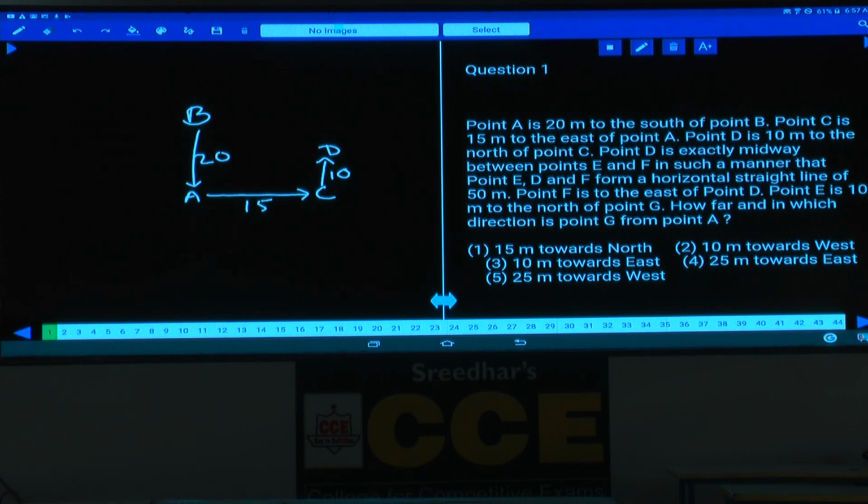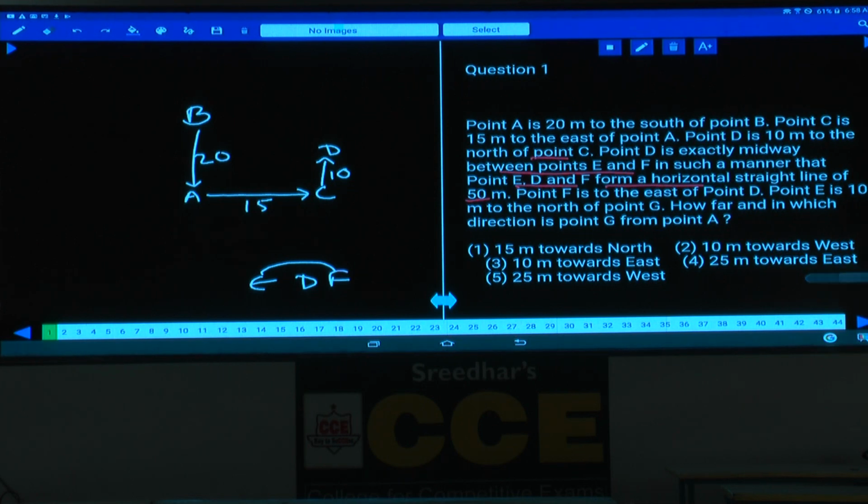Point D is 10 meters to the north of point C. And point D is exactly midway between E and F, in any order, F or E, or D, E or F. And again, whether they are in a horizontal straight line or vertical straight line, that's also not clearly known. And in the next information, D is exactly midway between E and F in such a manner that E, D and F form a horizontal straight line of 50 meters. What is the total distance here?